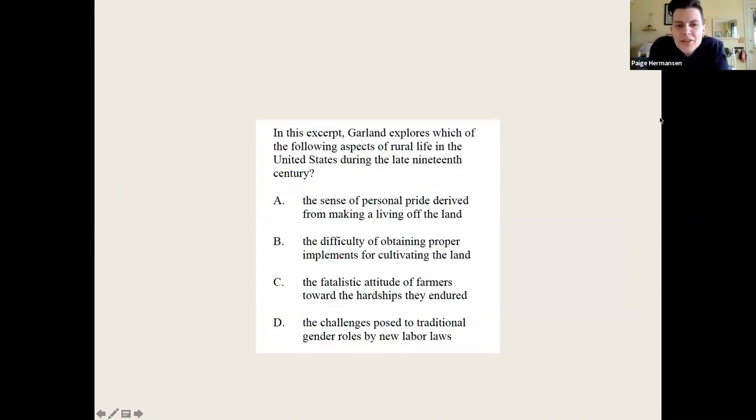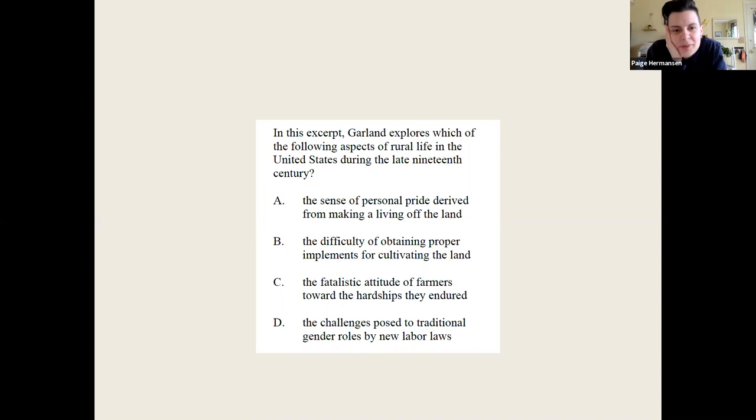Okay, so let's look at our answer options here. Which of the aspects of rural life in the US during the late 19th century are we exploring here? A, the sense of personal pride derived from making a living off of the land. What do y'all think? Just right off the bat, that doesn't feel right to me. Yeah, I don't think so. There's nothing about pride here. This is bleak, it's sad, it's dark. No.